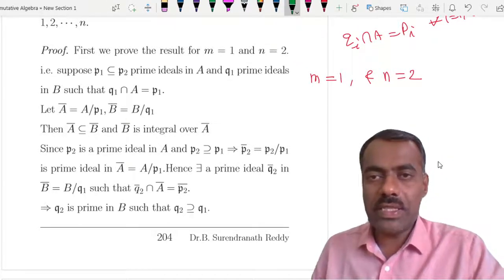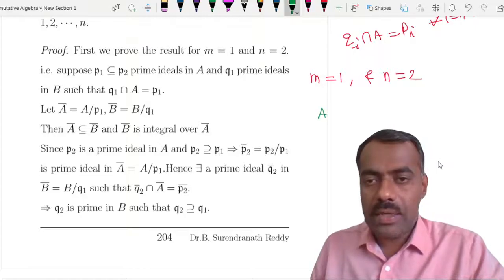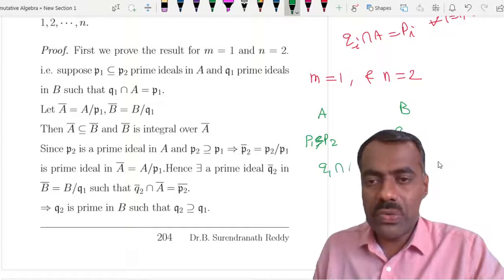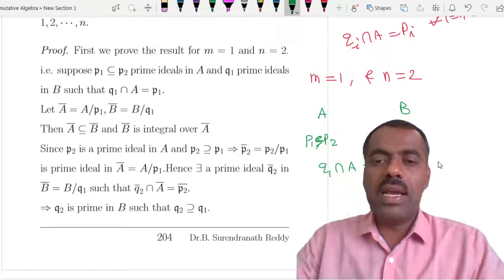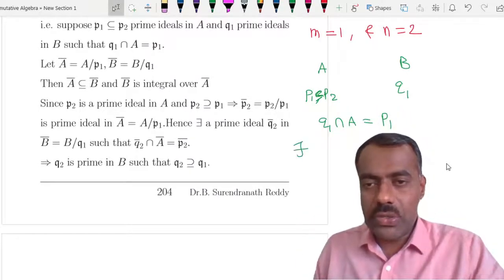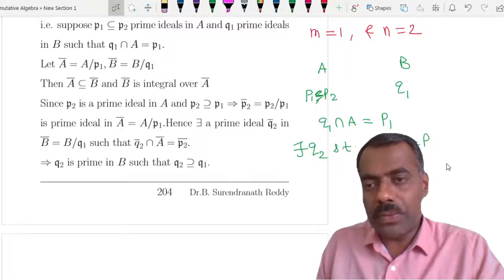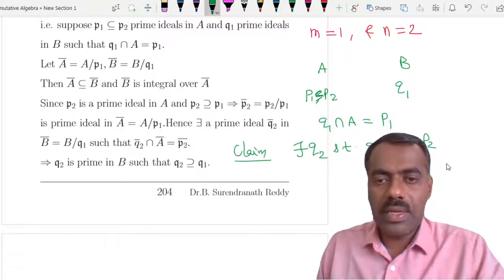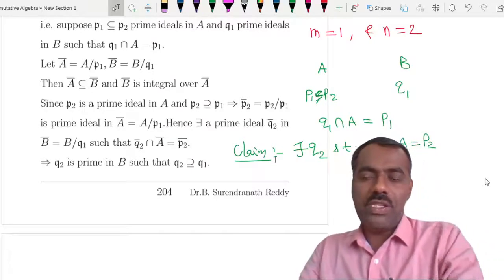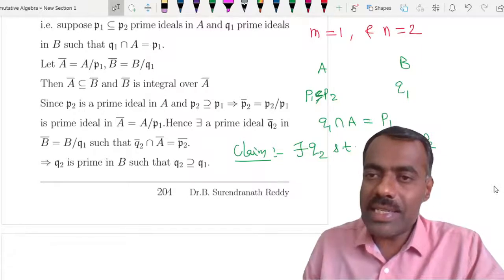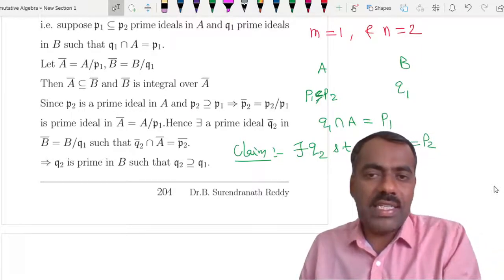That means we have A contained in B, and we have two prime ideals P1 and P2. Of course, P1 is contained in P2, and you have a prime ideal Q1 such that Q1 intersection A is P1. We will prove that there exists Q2 such that Q2 intersection A is P2. This should be our claim. How do we do it? By using the previous result. What does the previous result say? Whenever you have a prime ideal here, there exists a prime ideal whose contraction is this, and so on.